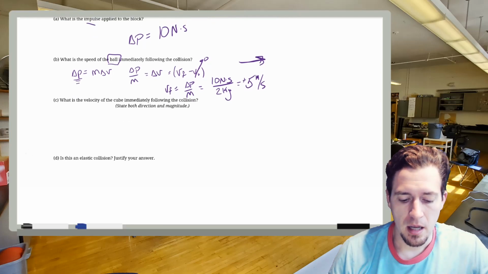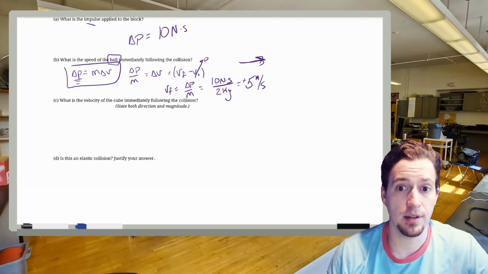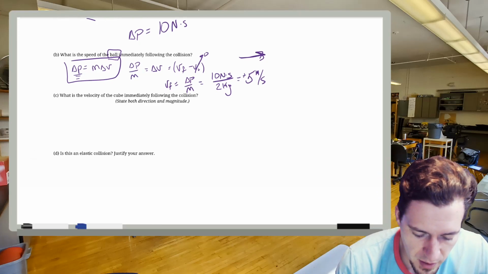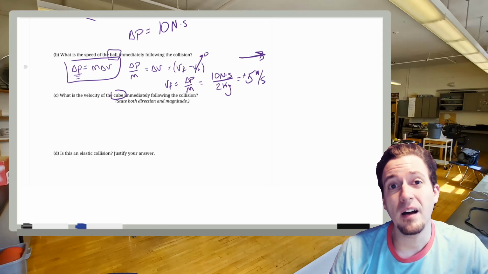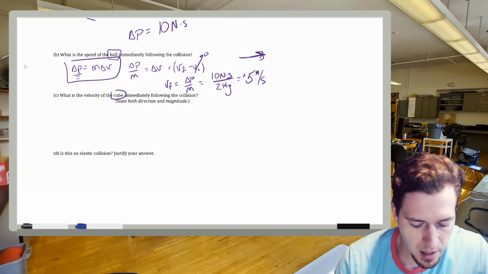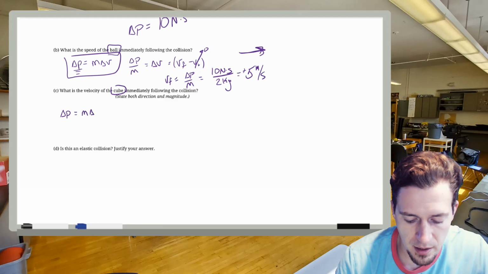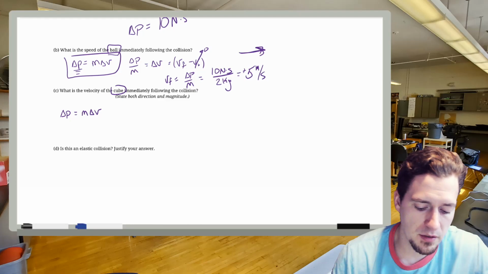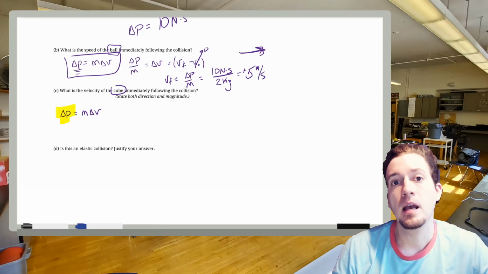So again, just to recap, I used FATMAV as a method to solve here because I was talking about a single object. Let's keep going. What is the velocity of the cube? Last time I checked, the cube is one of the objects, not all of the objects. So again, I'm going to be using the same concept here. I'm going to be using delta P is M delta V. But this is going to be a little different, and the main difference here for me in this problem is that delta P.